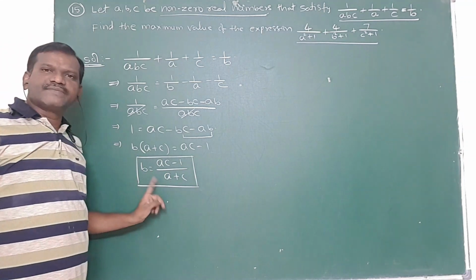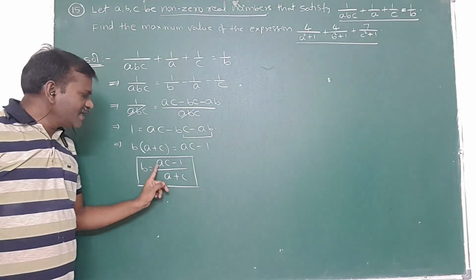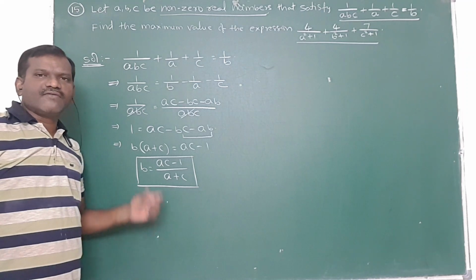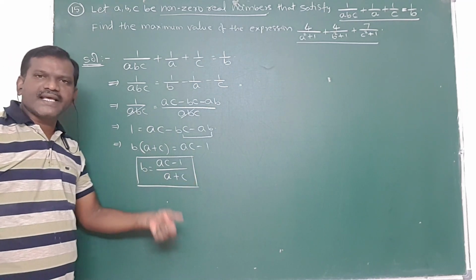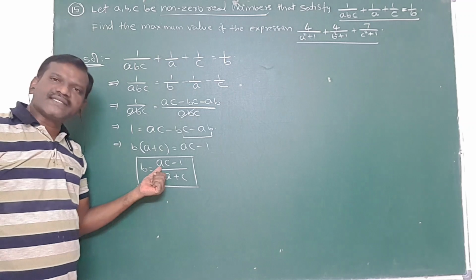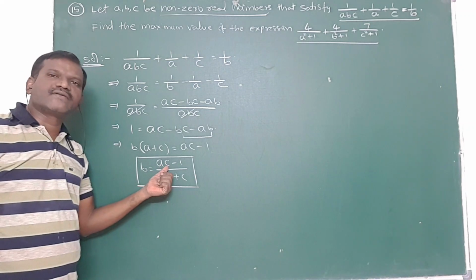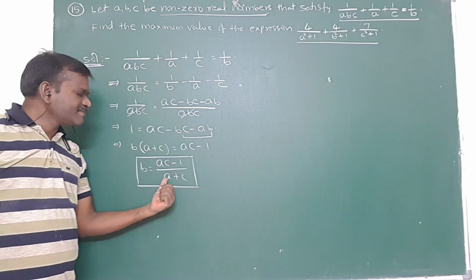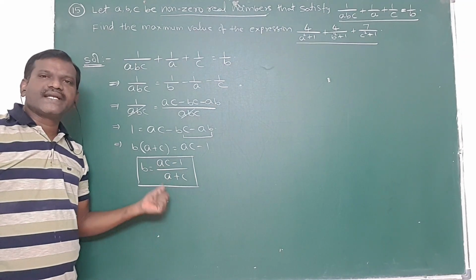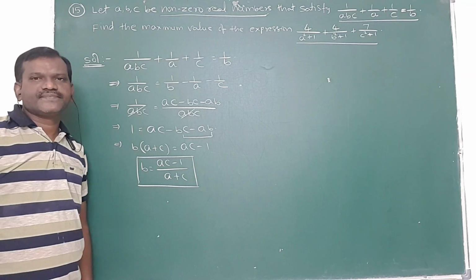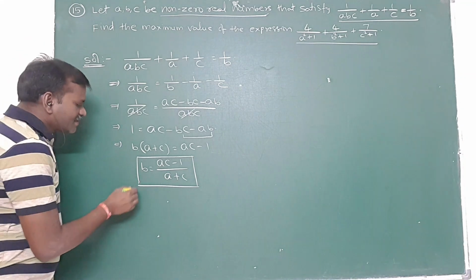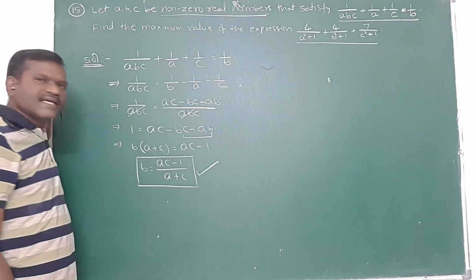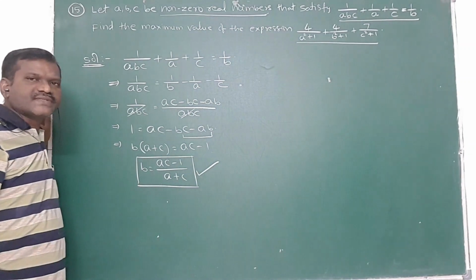So keenly observe this relation here: ac minus 1 by a plus c. What we can expect as the substitution here is, if a is equal to cot alpha and c is equal to cot beta, then cot alpha into cot beta minus 1 by cot alpha plus cot beta can be written as cot of alpha plus beta. So some trigonometric substitution is required here. By observing this only, we have to get the substitution idea.